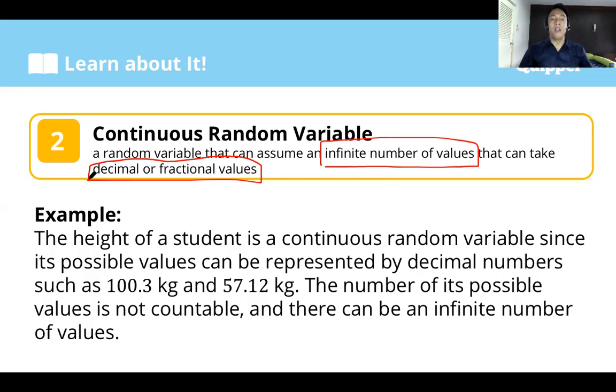For example, for continuous, sorry, the height of a student is a continuous random variable since its possible values can be represented by decimal numbers. Di ba? Yung height natin. Hindi ako sabihin, oy, 180 centimeters ka. Oy, 120 centimeters ka kasi maliit ka. Uy, 30 centimeters ka lang. Hindi pwedeng ganon. We need to be exact. So, if you really measure the height of a person, merong decimal.